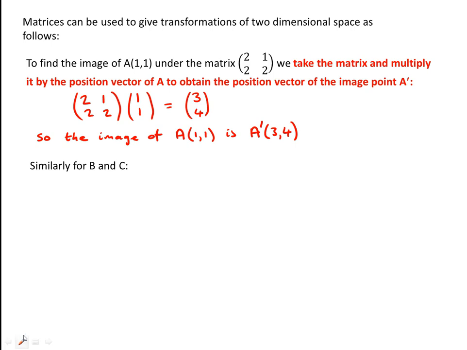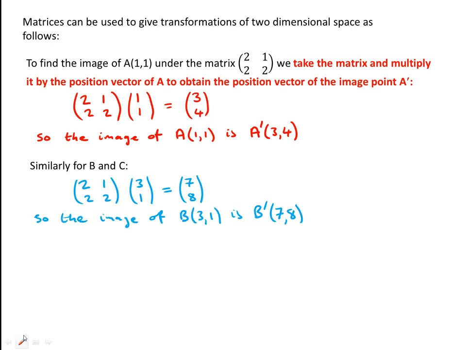Similarly for B and for C. So B was the point 3, 1. To find the image of B, we need to multiply the matrix 2, 1, 2, 2 by 3, 1. So that gives me 2 times 3 plus 1 times 1, which is 7 as the top entry, and 2 times 3 plus 2 times 1, which is 8 for the bottom entry. So the point B dash is the point 7, 8.